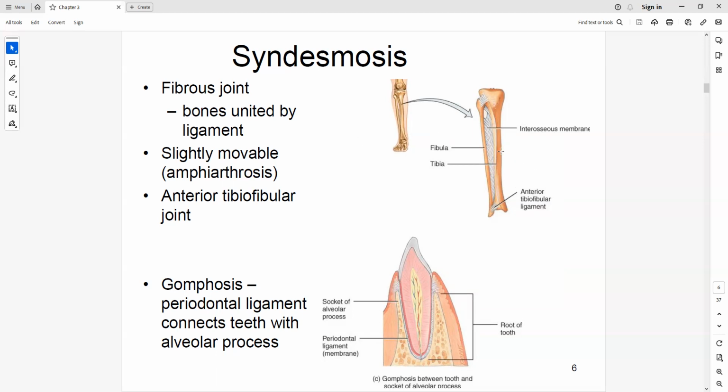This interosseous membrane is an example of a syndesmosis fibrous joint. So I'm going to go out from this screen sharing and show you a cadaver look of the radius and ulna.